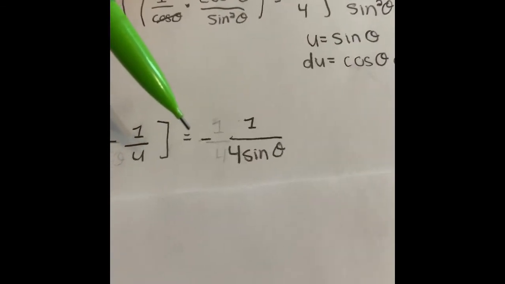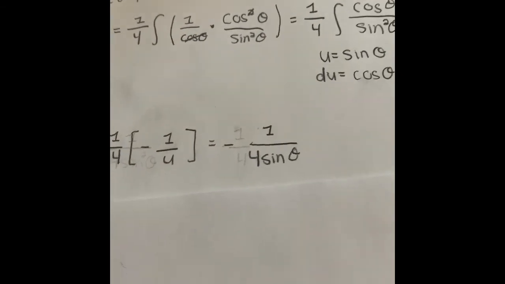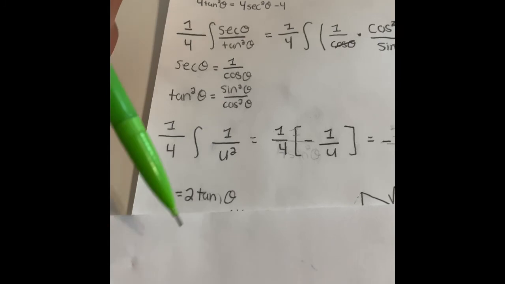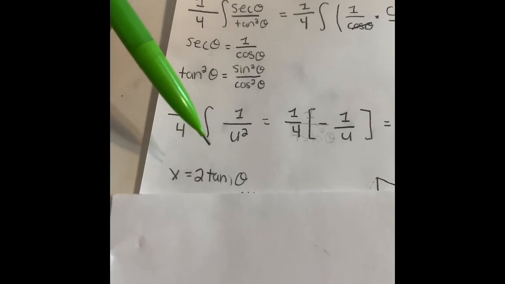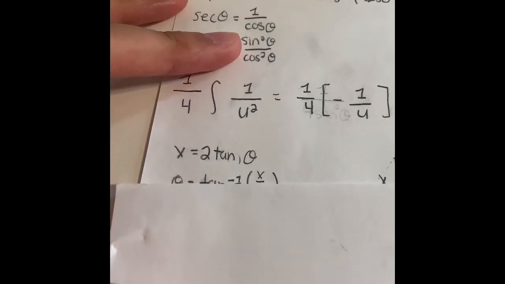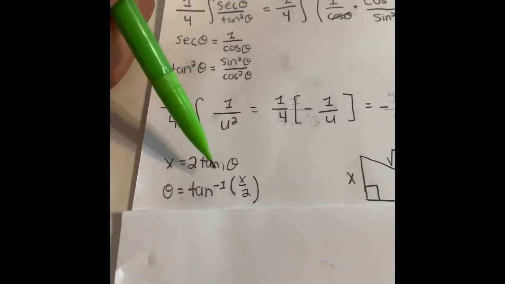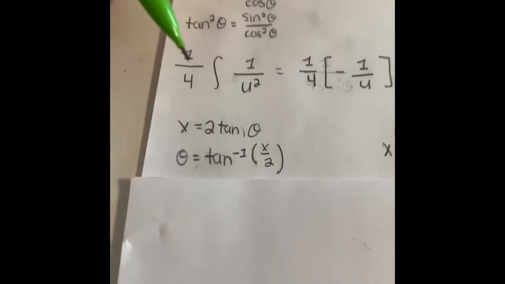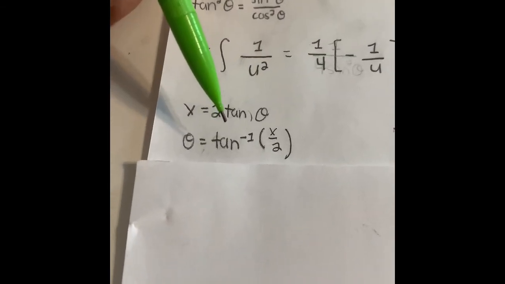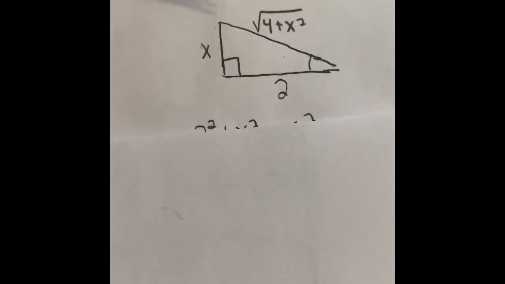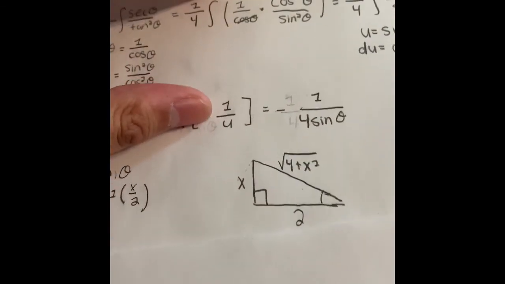So at this point, we're almost done with the problem. We just have to figure out what sine theta is. If you remember from above, x is equal to 2 times tangent theta, so theta is equal to the inverse tangent of x over 2. So how do we figure out sine from this? Well, we're going to draw a triangle and figure it out from there.